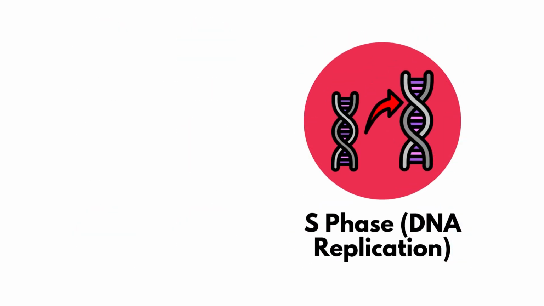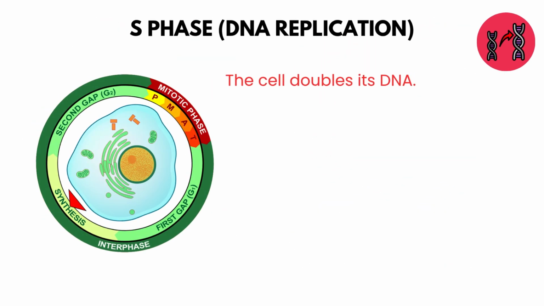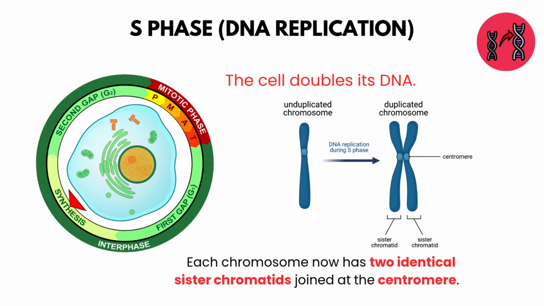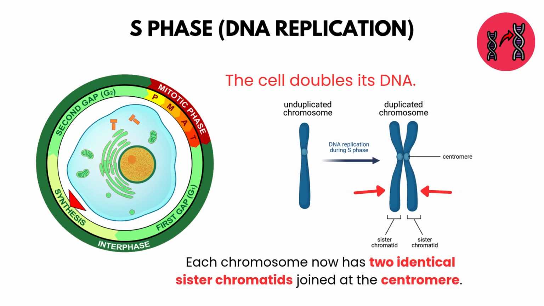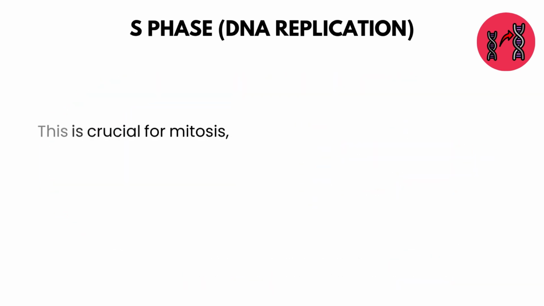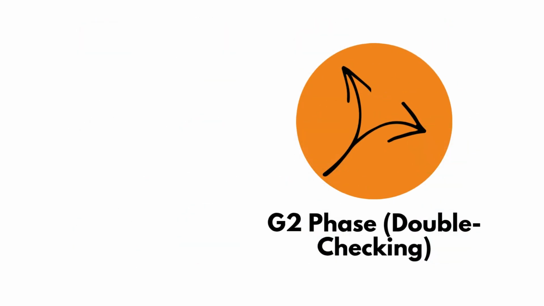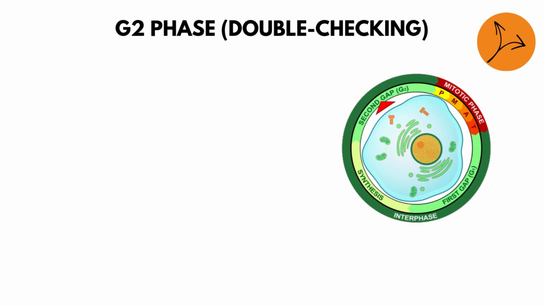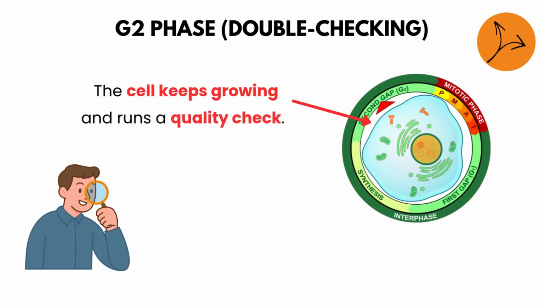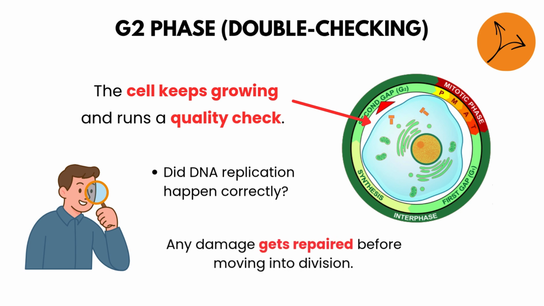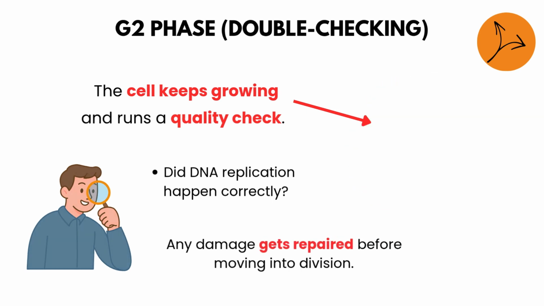S phase, DNA replication. Here the cell doubles its DNA. Each chromosome now has two identical sister chromatids joined at the centromere. This is crucial for mitosis because each daughter cell needs a complete genome. G2 phase, a double-checking. During G2, the cell keeps growing and runs a quality check. Did DNA replication happen correctly? Any damage gets repaired before moving into division.